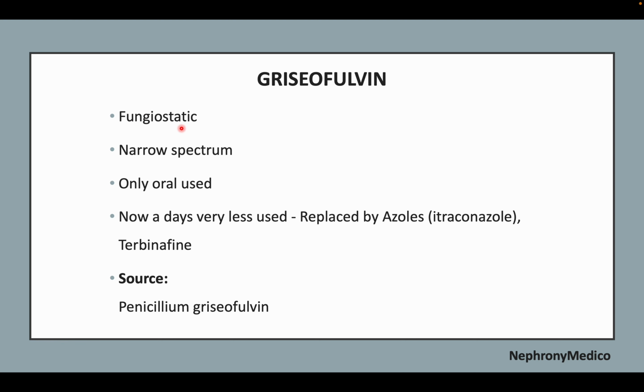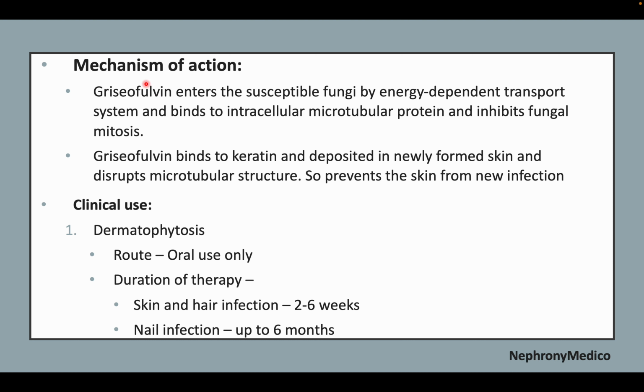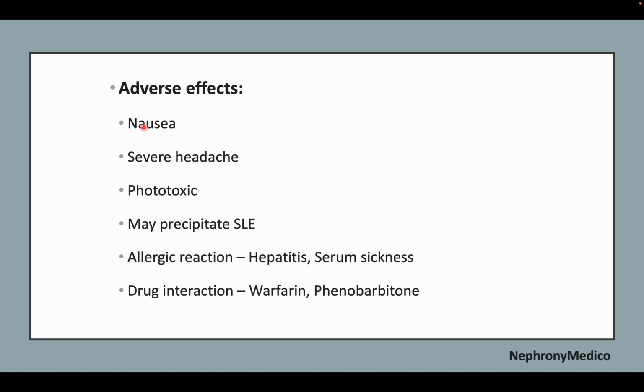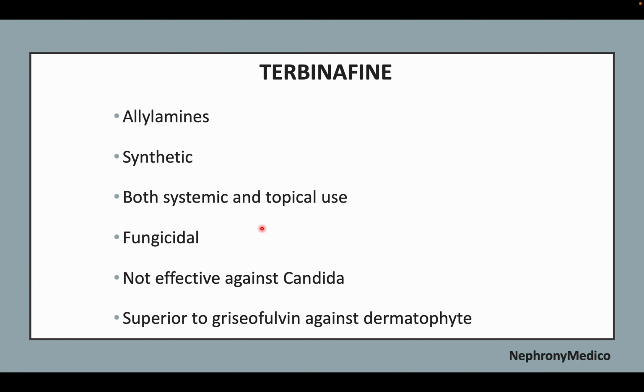Griseofulvin is fungistatic, narrow spectrum. It is very rarely used nowadays. The source is Penicillium griseofulvum. The mechanism of action is an energy-dependent transport system and binding to the intracellular microtubular protein, inhibition of the fungal mitosis. It is used for dermatophytosis. Adverse effects include nausea, headache, phototoxicity, and acid precipitation.